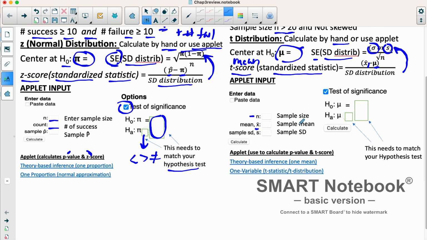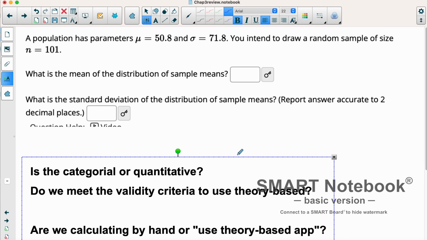We're going to put our x bar, the sample mean, in this box, and then we're going to enter our standard deviation of the sample or the population if given. And again, these boxes here need to match whatever our null hypothesis is in our alternative. So this is going to either be less than, greater than, not equal to, and there'll be links to the applet. All right, let's do a couple examples.